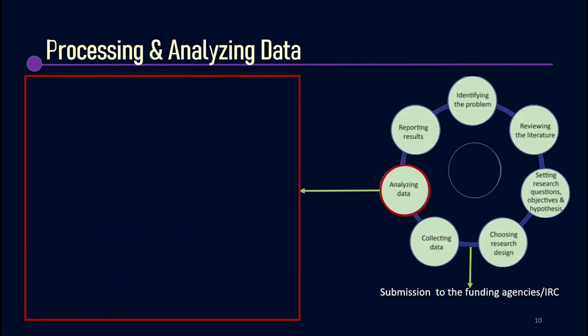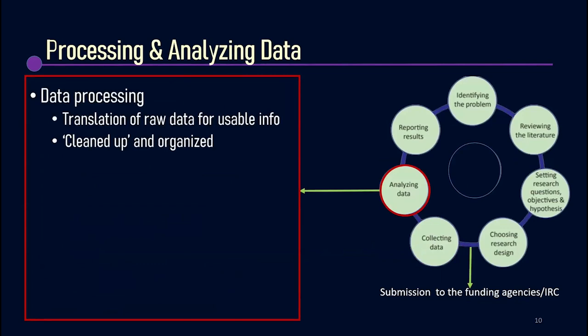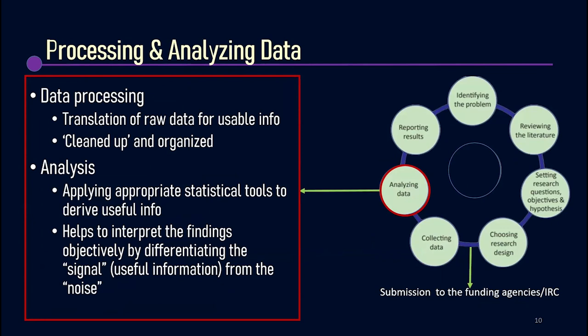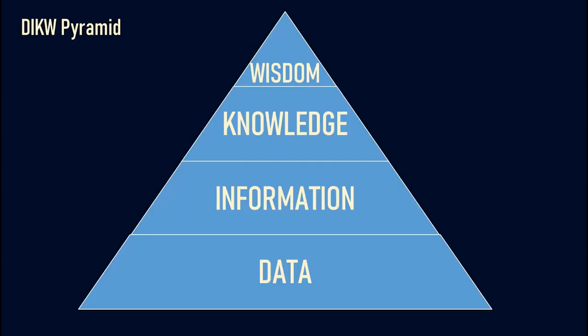Now, next is processing and analyzing the data. Data unless analyzed is useless. Data processing is translation of the raw data into useful information. The data is cleaned up and organized so that it is ready for analysis, which is applying appropriate statistical tools to derive useful information. Why do you do this? It helps you to interpret the findings objectively by differentiating the signal, which is useful information, from noise.